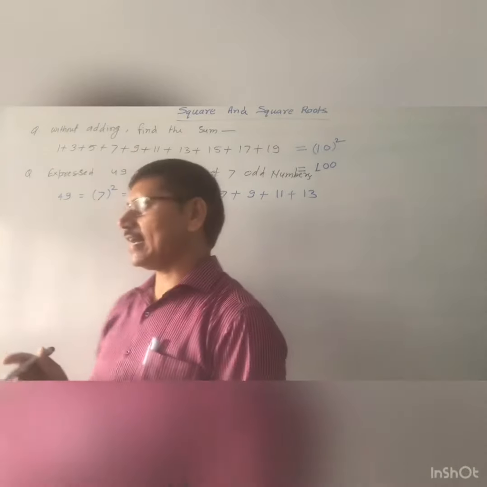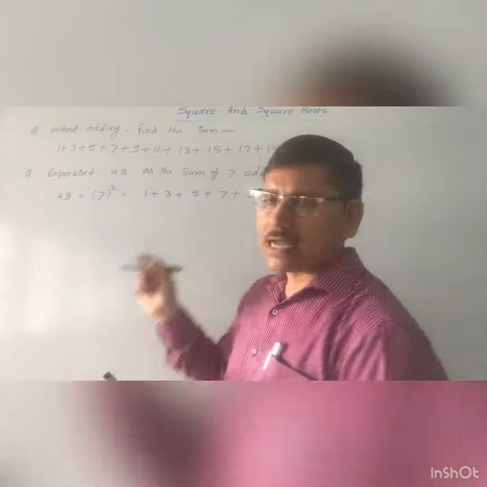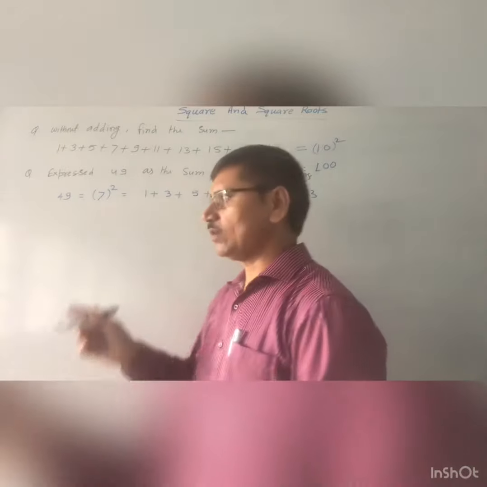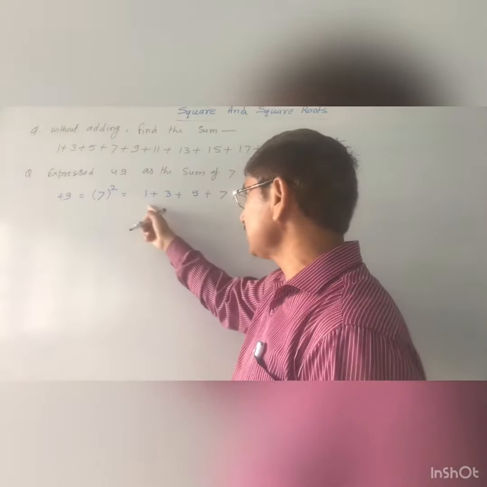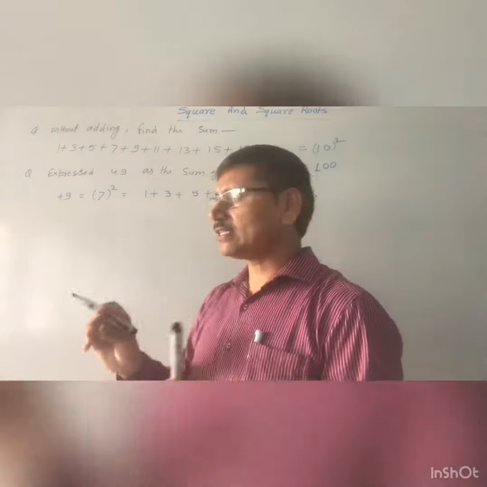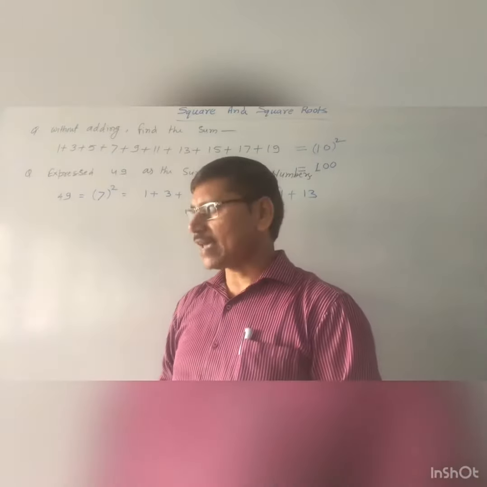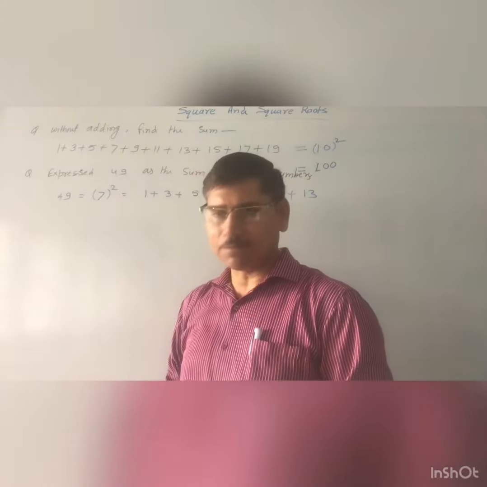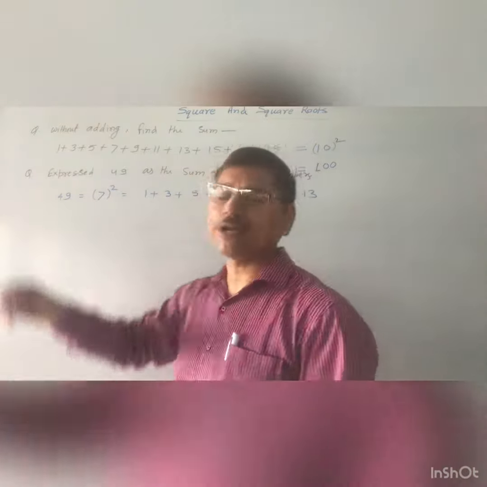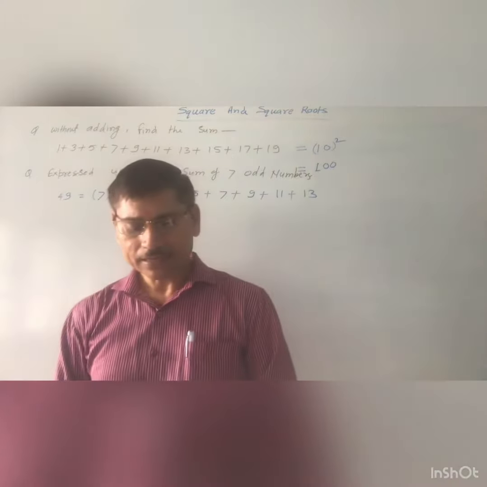So 49 can be expressed as the sum of successive odd numbers. You cannot leave any numbers out, so you will write the sum of consecutive odd numbers 7 times, 7 odd numbers, and then the sum will automatically be 49. Okay, let's move ahead.